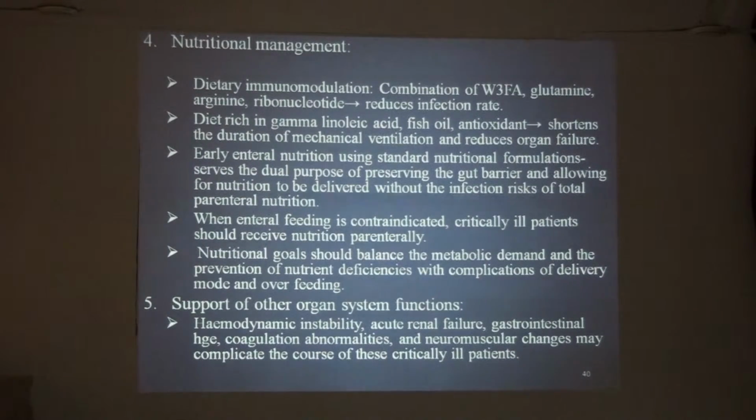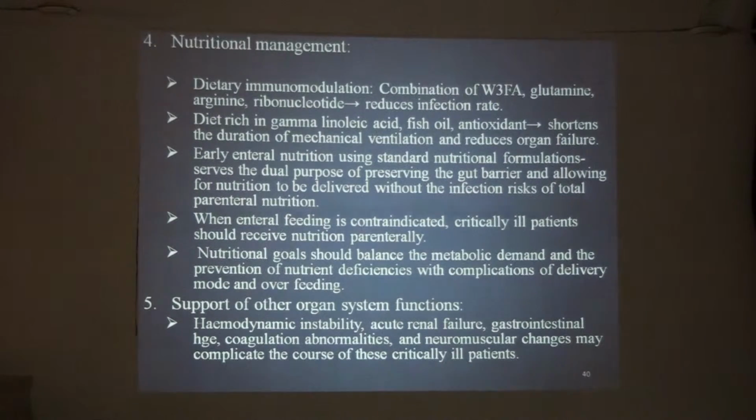Now the nutritional management. This is one of the most important aspects of management in any critically ill patient. Dietary immunomodulation is actually a combination of omega-3 fatty acid, glutamine, arginine and ribonucleotide. This has been proved to reduce the infection rate in critically ill patients. And a diet rich in gamma-linolenic acid, fish oil, and antioxidants shortens the duration of mechanical ventilation and reduces organ failure. Early enteral nutrition using standard nutritional formulation serves the dual purpose of preserving the gut barrier and allowing nutrition to be delivered without the infection risk of total parenteral nutrition.